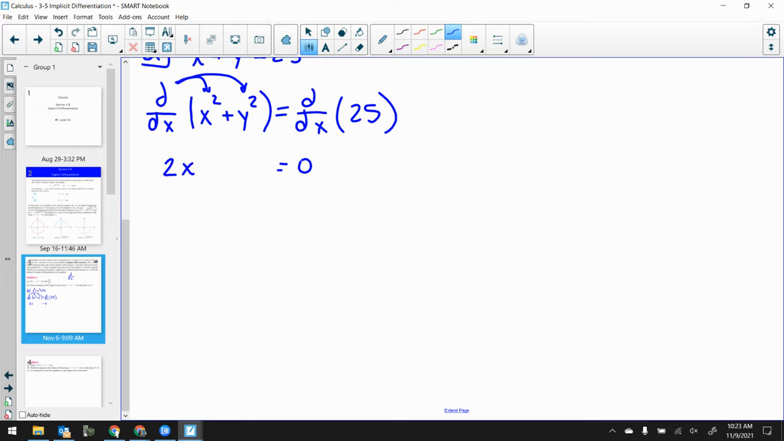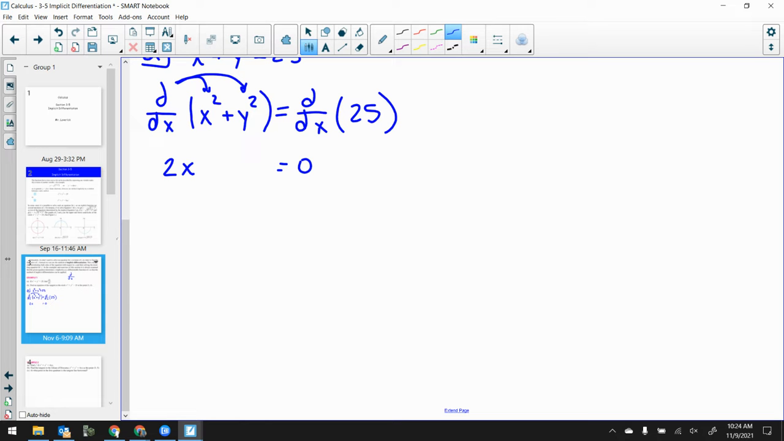Now, here comes the funky part. Whenever you go to find the derivative of a y term, and there's something acting on it, like this isn't just finding d over dx of y, this is finding d over dx of y squared. There is something acting on the y. Whenever there is something acting on the y, you have to think of it like a chain rule. You have to treat it like a chain rule.